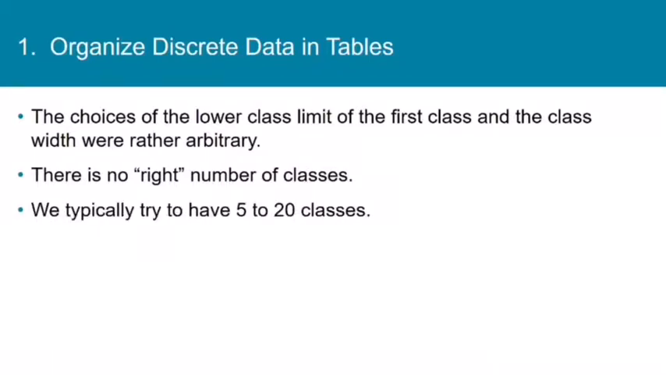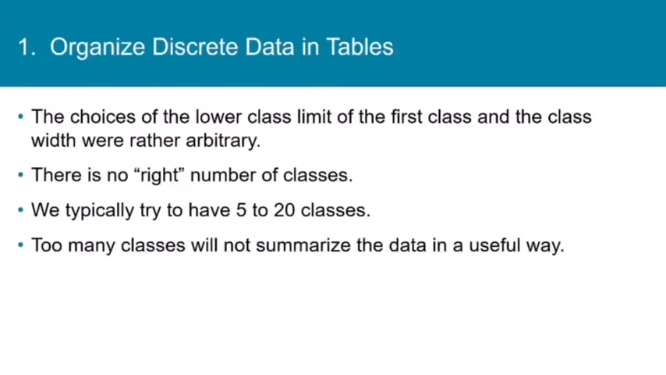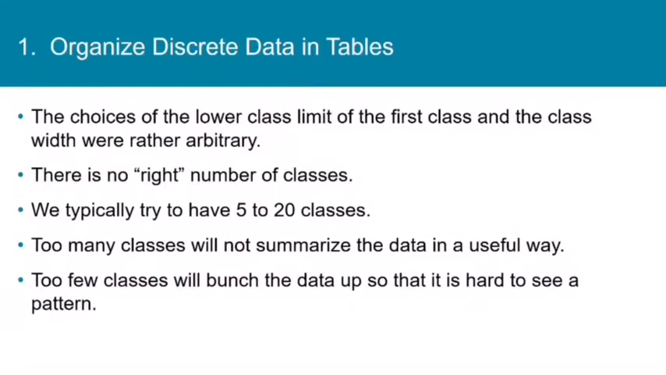We typically try to have between 5 and 20 classes, and that varies depending on your data. You just need to try different class widths until you find one that best describes the data. Too many classes won't summarize the data in a useful way, and too few classes will bunch the data up so that it's hard to see a pattern. So it's our job to try to find a class width that lets us look at the frequency table and see how the numbers are arranged.